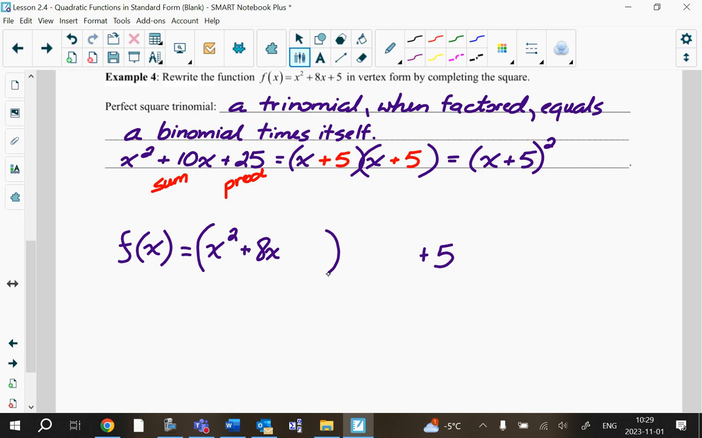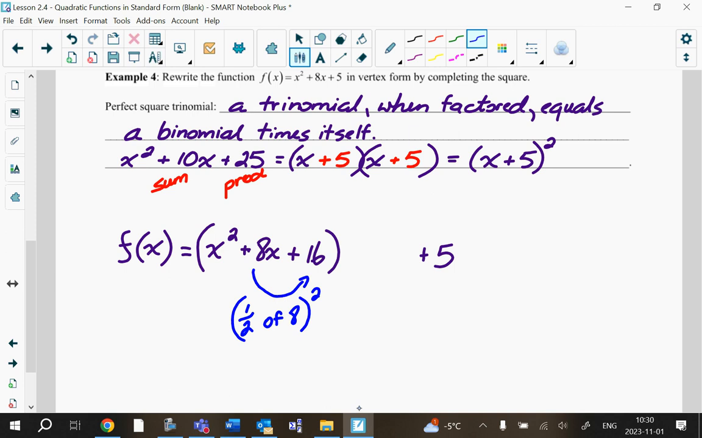So to figure out what this number is, you take half the x term and times it by itself. 16. So to get from there to there, you take half of 8 squared. You just created a trinomial that you can factor to two identical binomials.